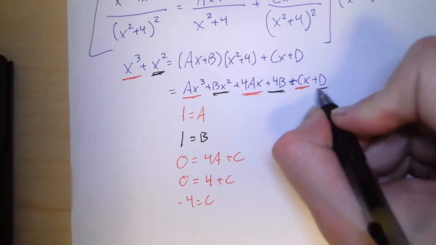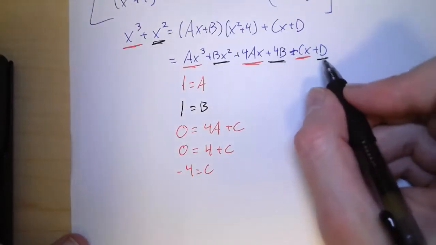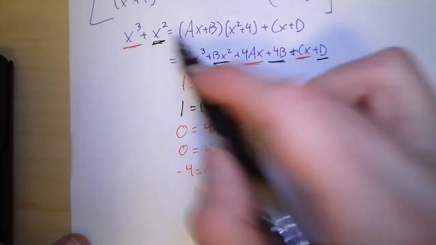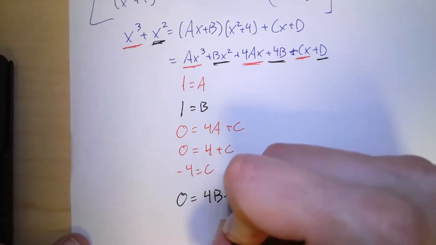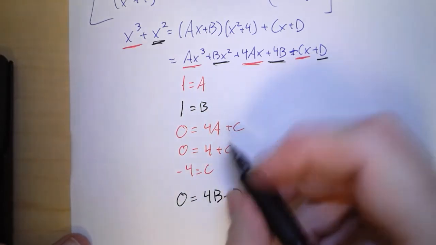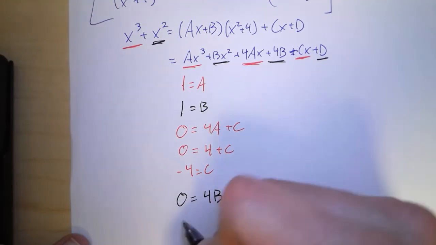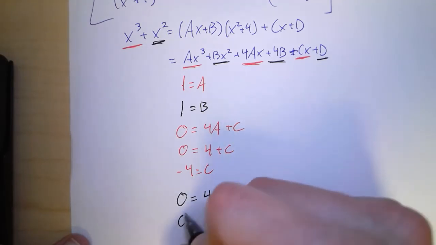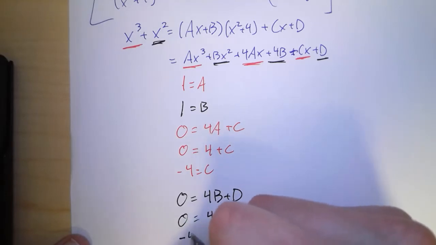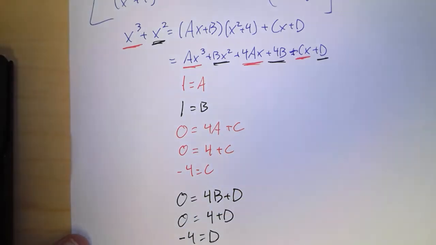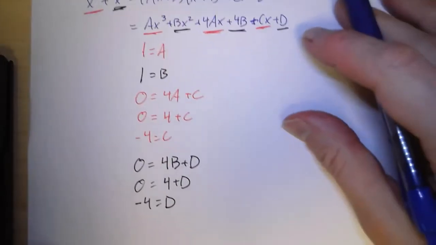And in a similar way, these are constants. There's nothing there, and there's nothing up over there. So that has to equal 0. So we have 4b plus d. And since b has to equal 1, we can solve. So 4 plus d, so -4 equals d. So we didn't need a calculator for this one.